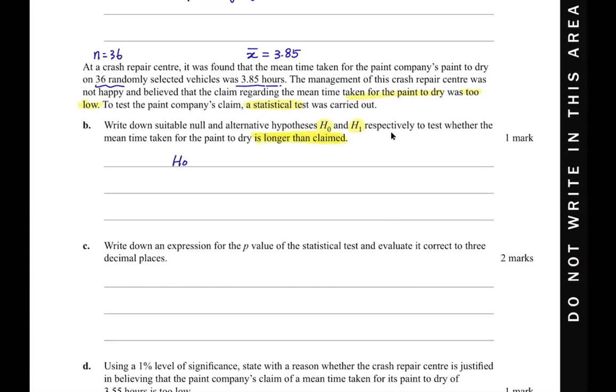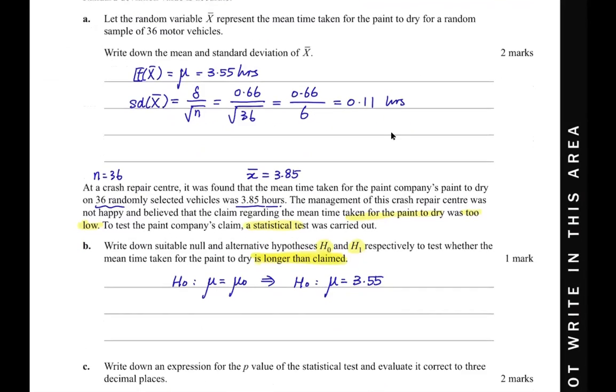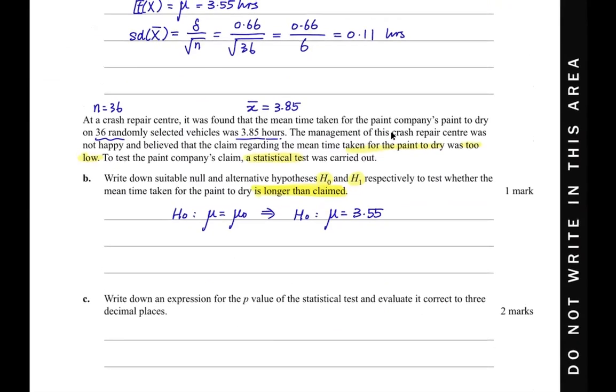So your H0 is always mu equals mu naught. So H0 is mu equals 3.55, not 3.85, because that is your observation from the sample. And H1 in this case is mu greater than mu naught. So we are comparing the observed value with my initial mu value.